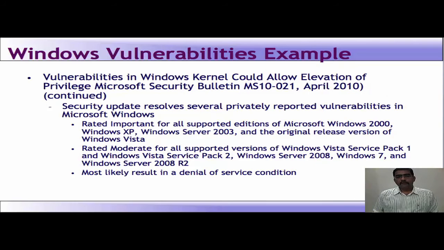Another one, vulnerabilities in the Windows kernel could allow elevation of privileges. The security update resolved several privately reported vulnerabilities in Microsoft Windows. Here what basically happens is a denial of service condition, and this particular vulnerability affects almost all versions of Windows, that is Vista Service Pack 2, Server 2008, Windows 7, Windows Server 2008 R2. So again, most likely it will result in a denial of service condition.